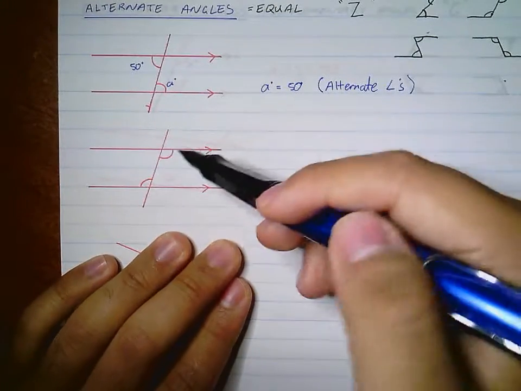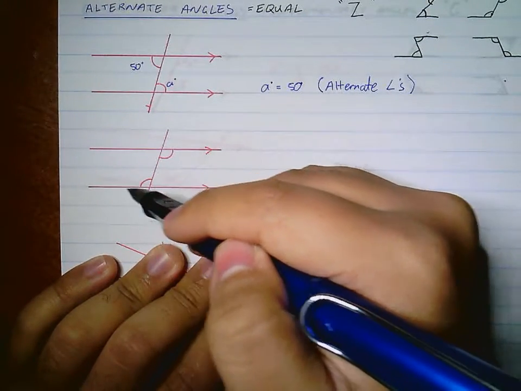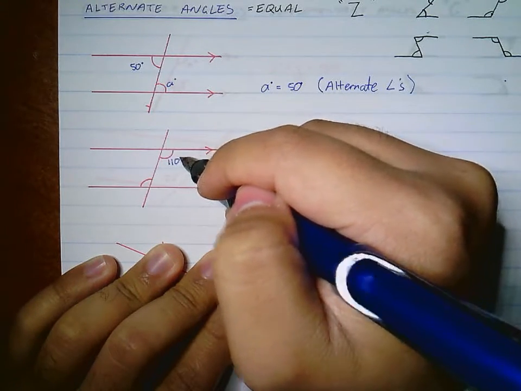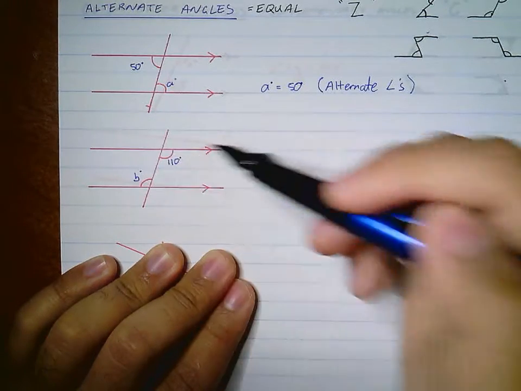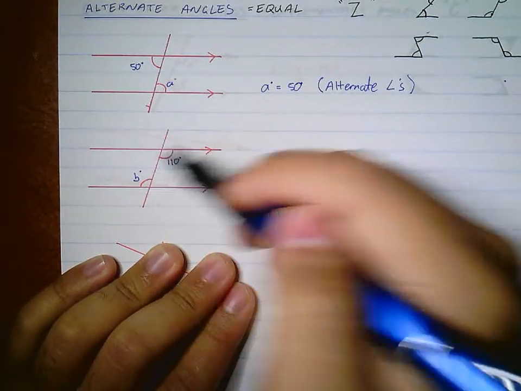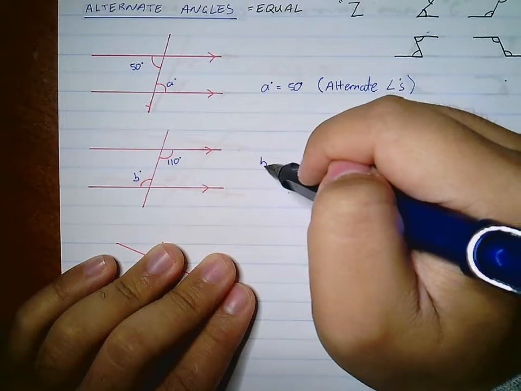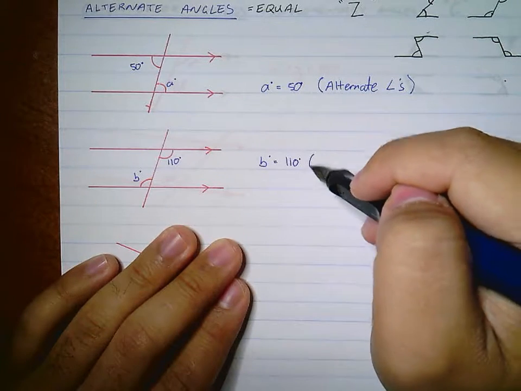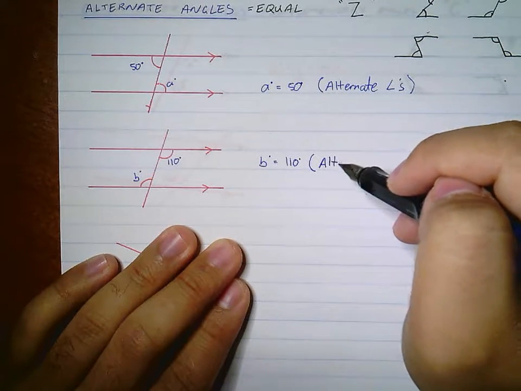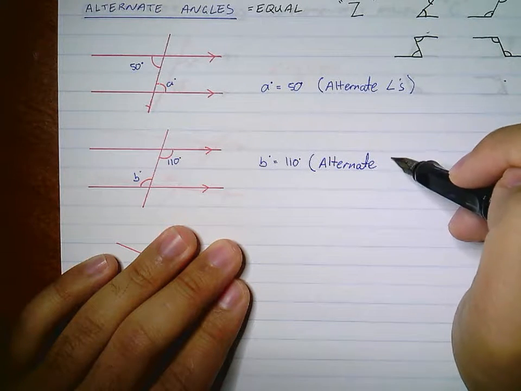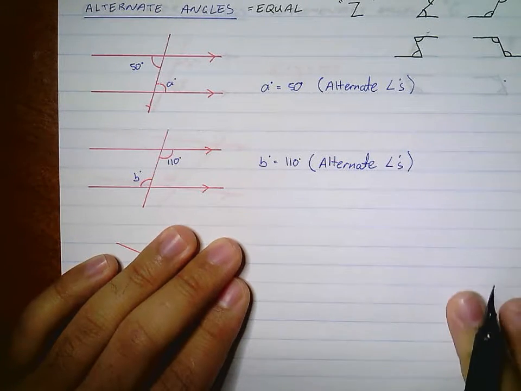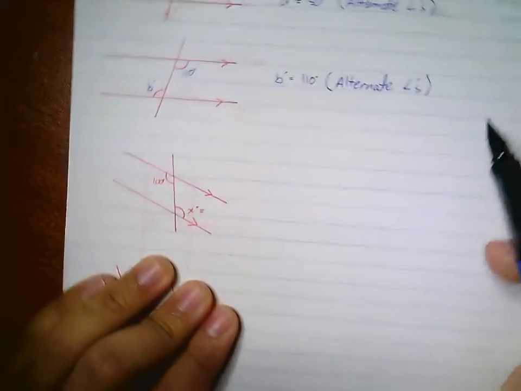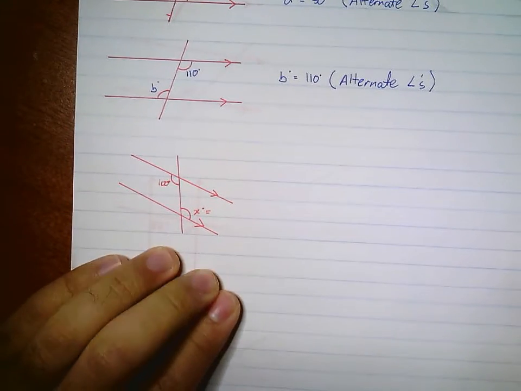As with this one, here's our reverse Z here. So if this angle were, say, 110 degrees, and we'll label this one B degrees, we can figure out the value of B. The value of B is also 110 degrees. This one is also because they are alternate angles.